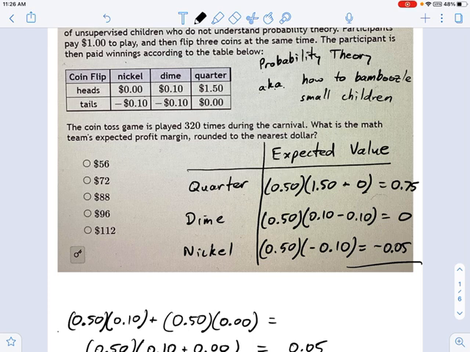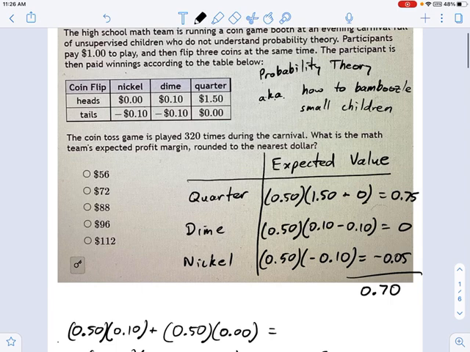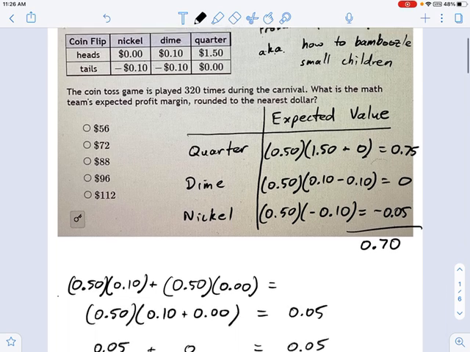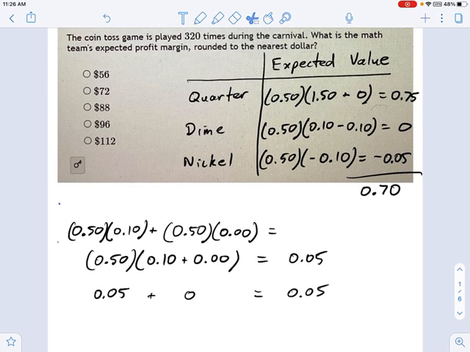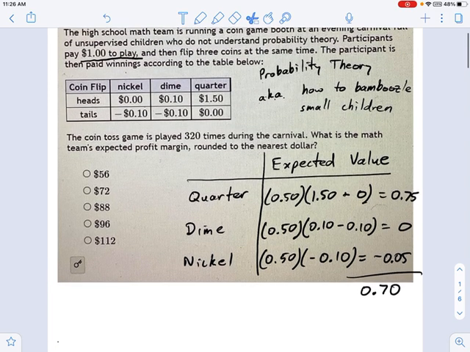What are your expectations for this game? Well, if I'm playing this game, I expect that at every coin flip, I make 70 cents. Cool, but I just paid $1, right? It costs $1 to play this game. It's great if you flip a heads on the quarter, you make 50 cents. But on average, you're not going to flip a heads on the quarter. You're going to flip a tails half the time. So on average, you're going to make 70 cents in a single play of this game, which costs you $1.